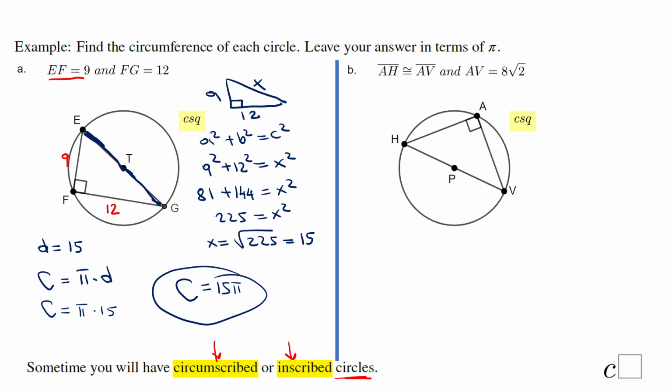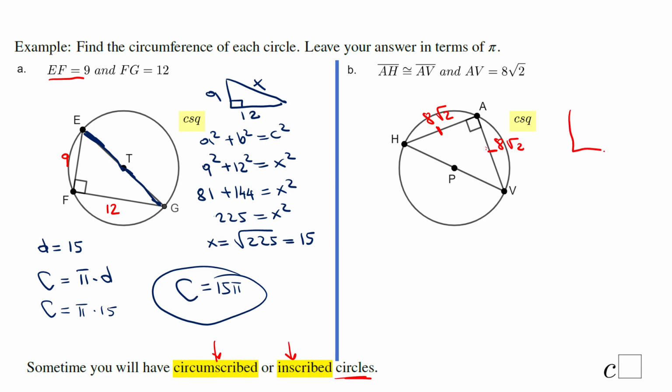We have a circumscribed circle, like I said, circle P, and we have a triangle inscribed in this circle. And we see here AH and AV are the same, congruent, that's what it says. And AV is 8 square root of 2. So that means this is 8 square root of 2 here. Okay, and this one, I will use the shortcut here. It's good to use a shortcut.